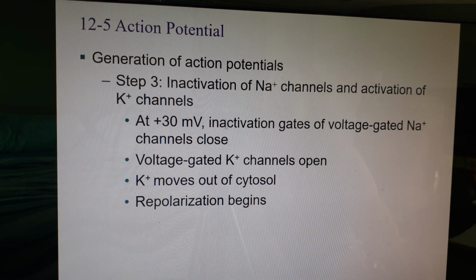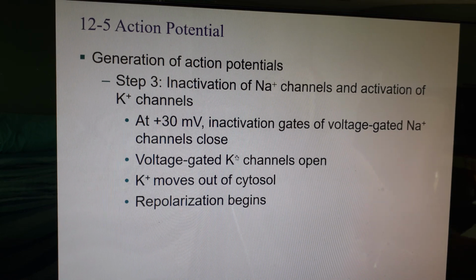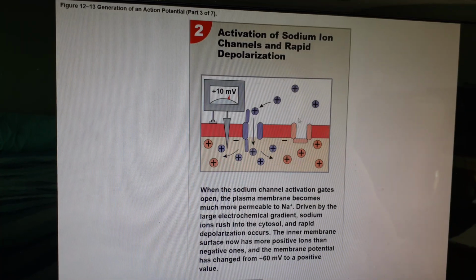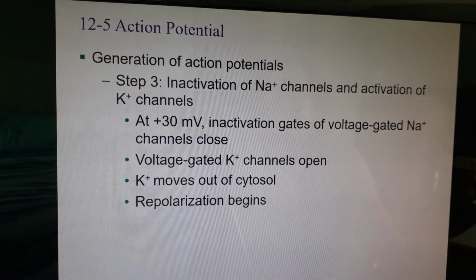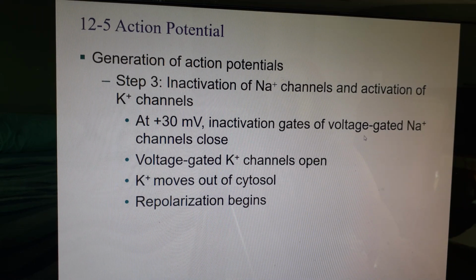Now, this is also another important number for a different gate. I'm going to go back one slide. This orange gate's just been kind of sitting here. We haven't really said much about it. This is the potassium voltage gate, and it will open up when we get to positive 30. So at positive 30 millivolts, we're going to close the inactivation gate of the sodium channel, but we're going to open the voltage-gated potassium channel.